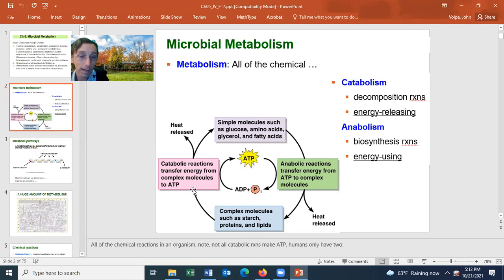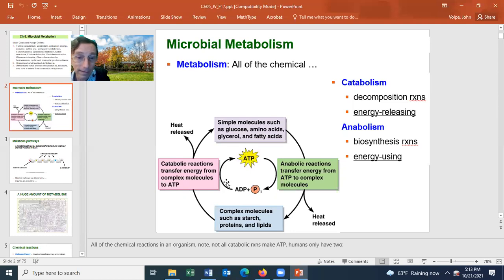Okay. Catabolic reactions can transfer energy from the complex molecules, making the smaller molecules, into ATP. But this slide is a little bit oversimplified when it's showing complex molecules breaking down to simple molecules, making ATP, because in our cells, this only happens by two catabolic processes: aerobic respiration, making ATP, and fermentation, or I should say glycolysis and fermentation, or just glycolysis making ATP.